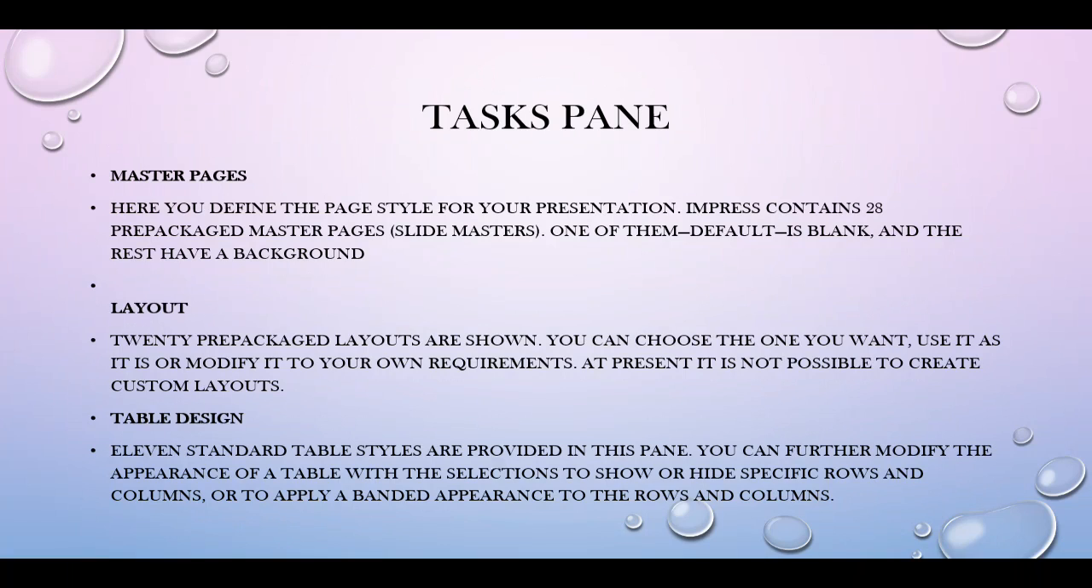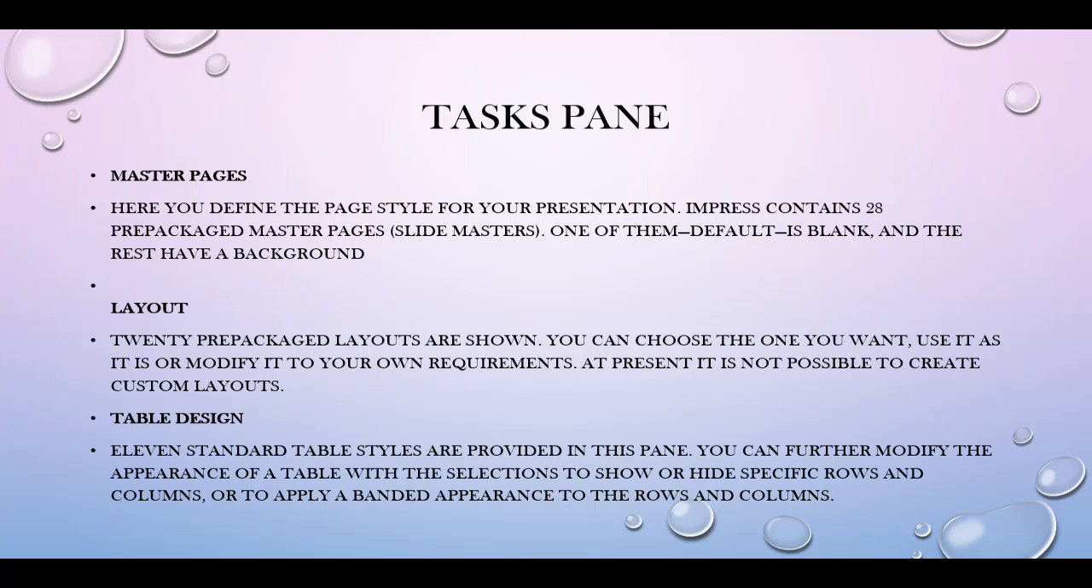Task pane, which was present at the right side. It has got different tabs. First is master pages. Here you define the page style for your presentation. Impress contains 28 pre-packaged master pages, slide masters. One of them, the default, is blank, and the rest have a background. So there are different types of presentation. In which style you want your presentation, you can choose from the master pages.